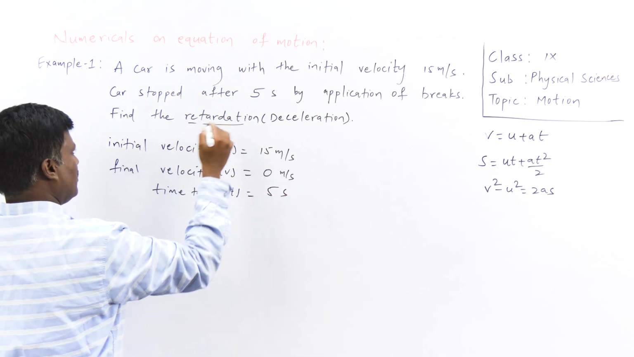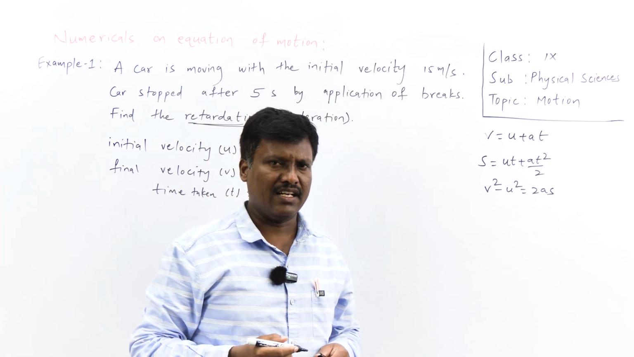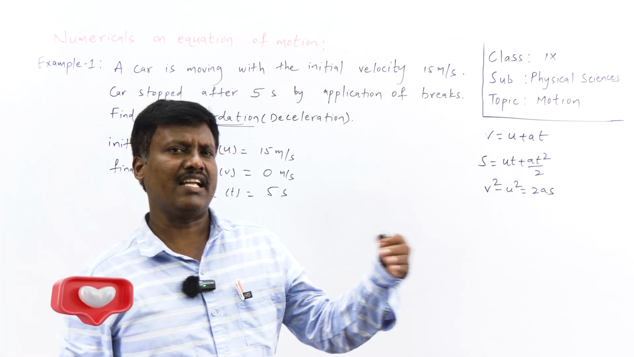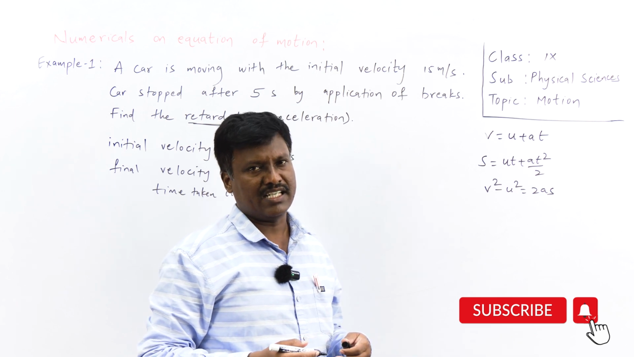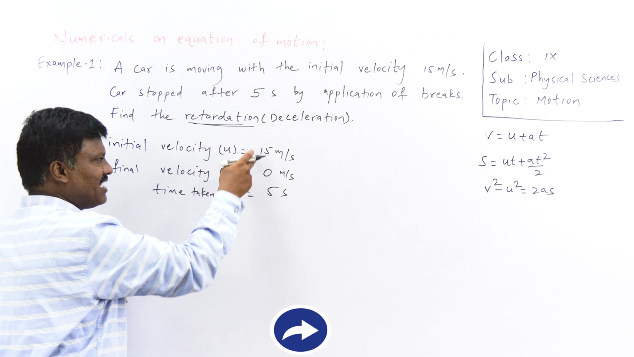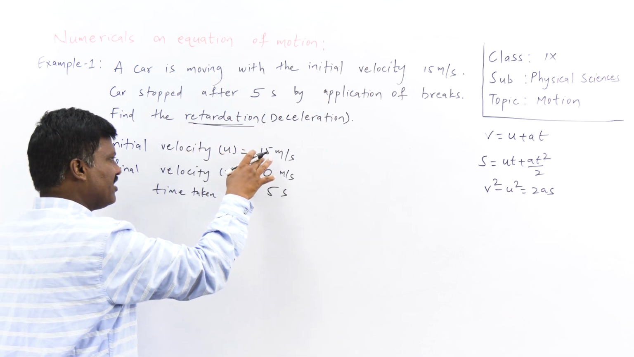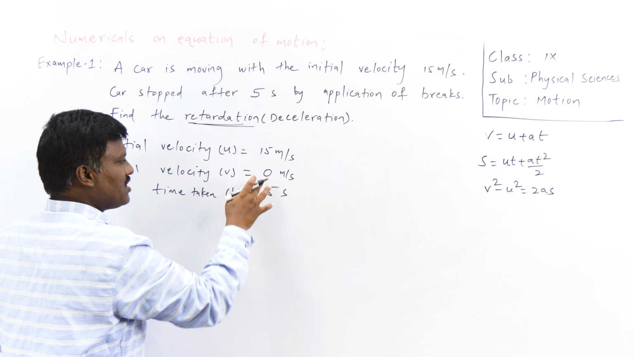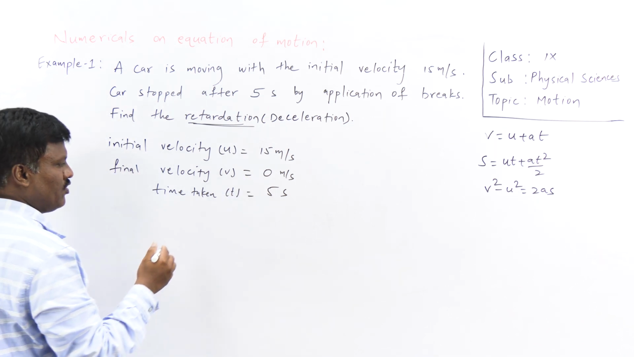Find the retardation. So why is it called retardation? Why not acceleration? Acceleration is an increase in the velocity. Deceleration refers to a decrease in the velocity. It is also called retardation. Here, is velocity increased or decreased? Decreased, because this object, which is initially moving with 15 meter per second, comes to rest after 5 seconds. Velocity decreased, so we have to calculate deceleration.